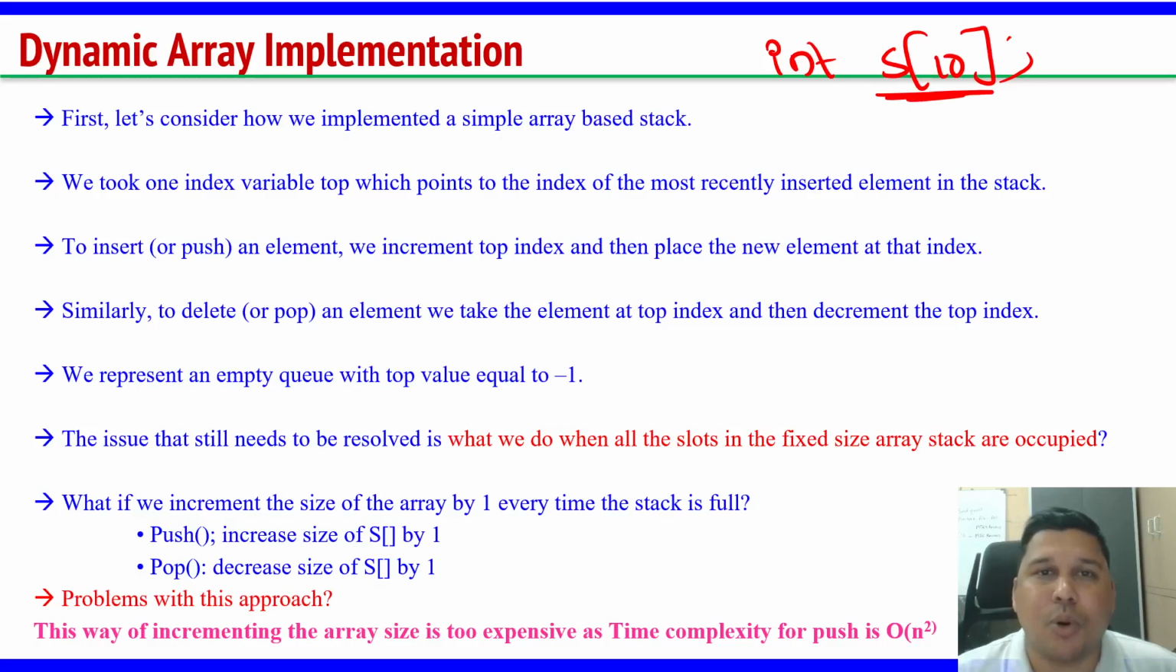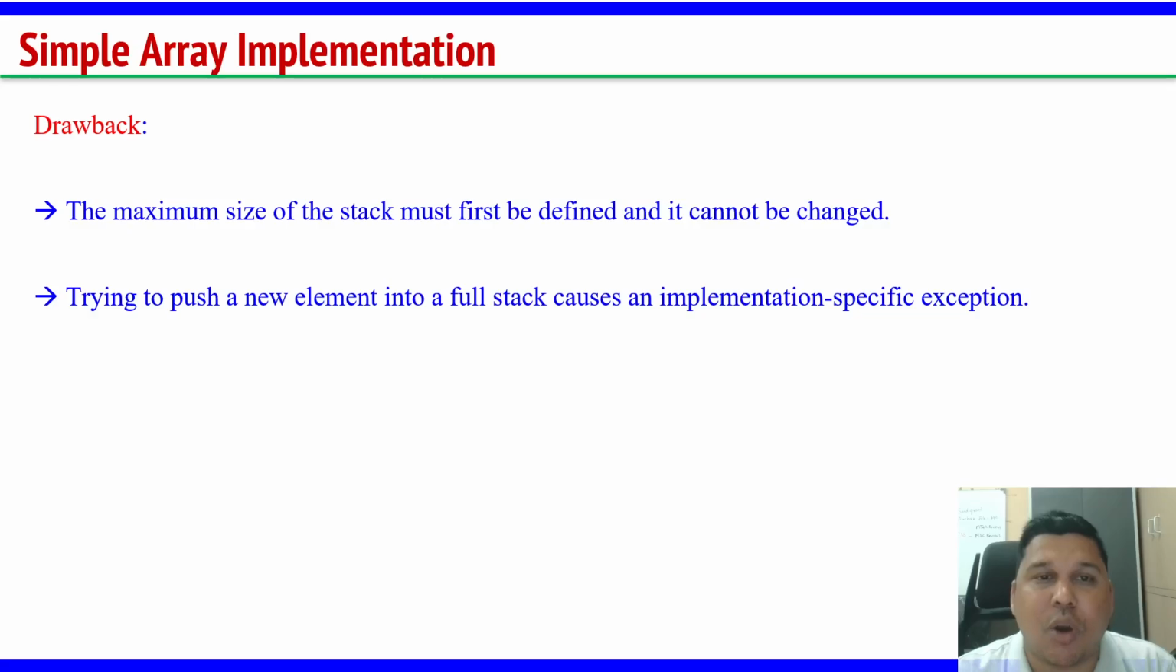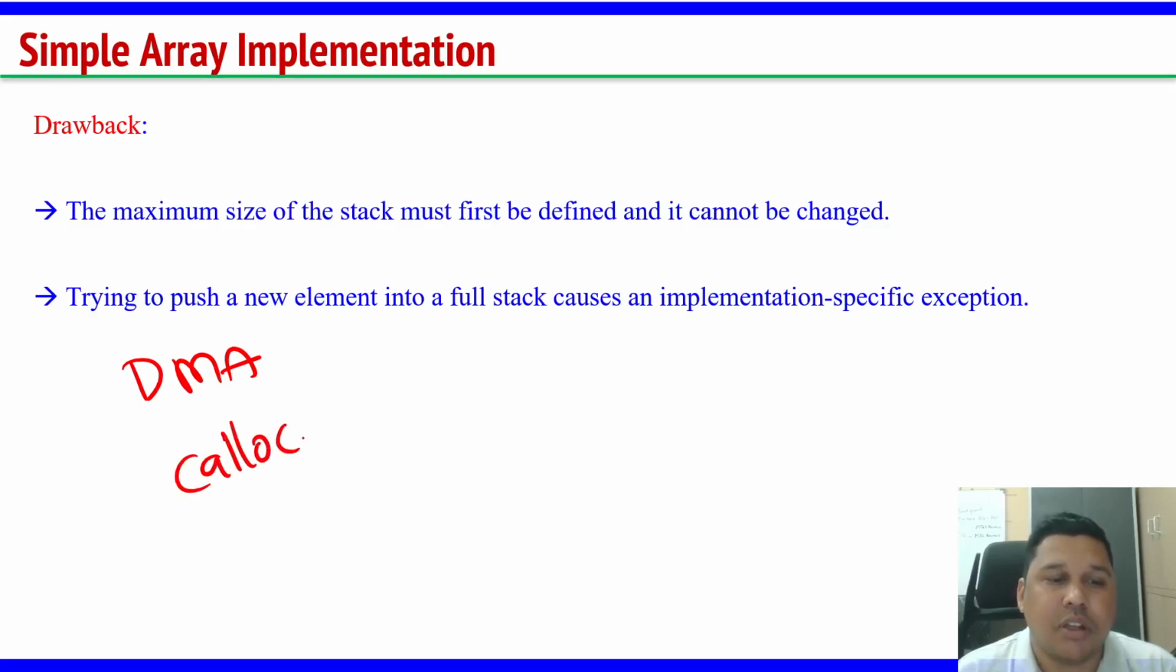For that, in programming we have a concept of dynamically allocating memory. So, that concept I will be using here. So, the second way of implementing is dynamic array implementation, where we will be using dynamic memory allocation techniques to allocate the memory. Before we go into this, let me recall what is the DMA, dynamic memory allocation technique. We have two functions, calloc and malloc.